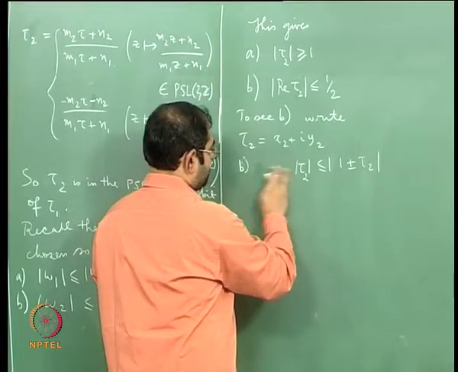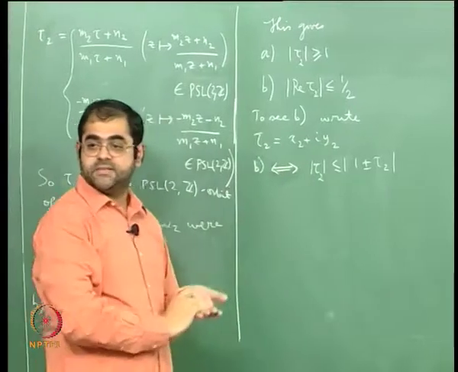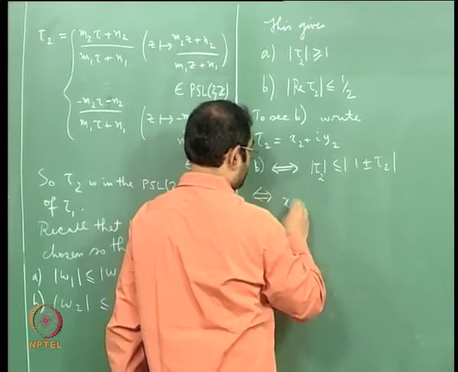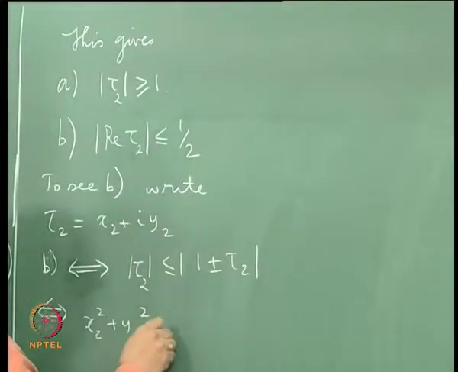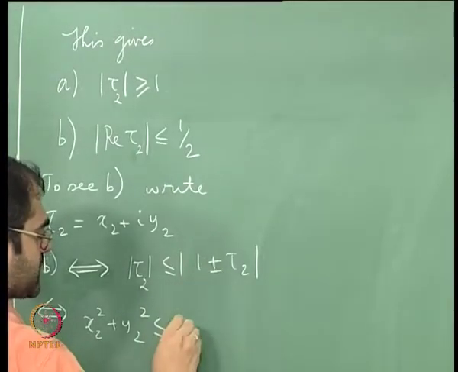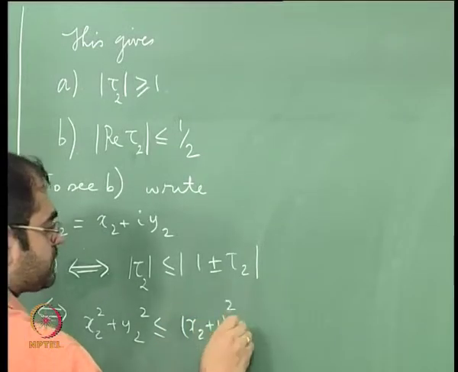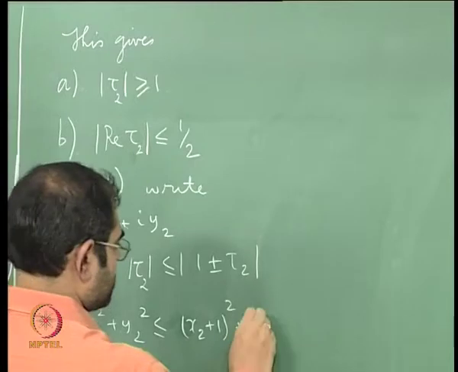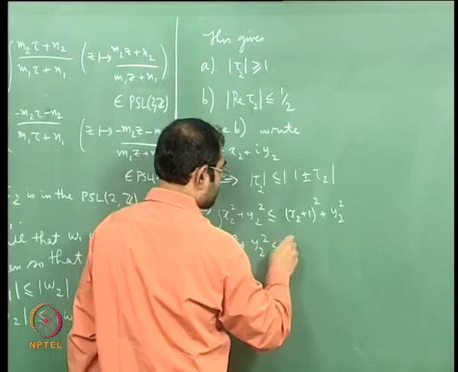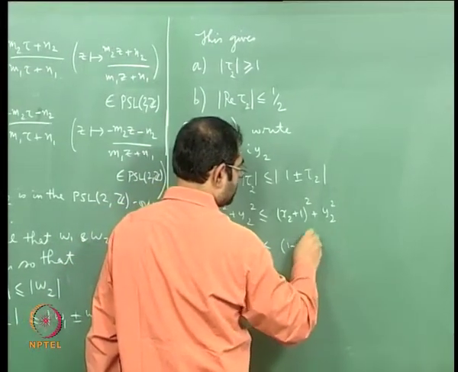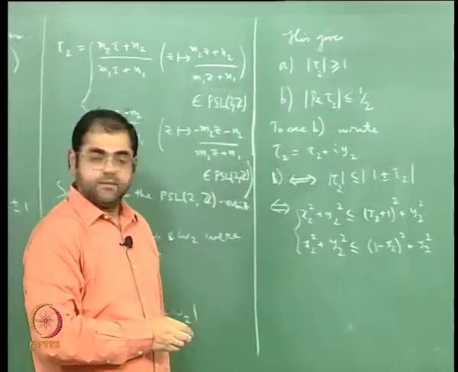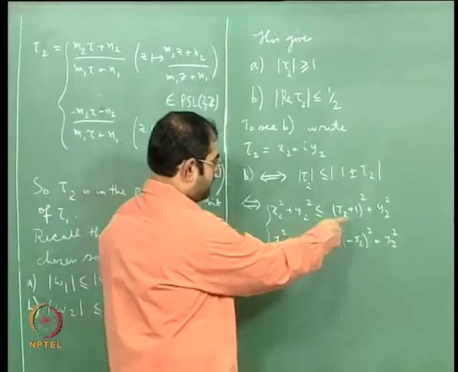In fact, B is of course equivalent to this, and that is equivalent to, if I square it, x2 squared plus y2 squared is less than or equal to two things. Taking the plus, I will get x2 plus 1 the whole squared plus y2 squared, and I will also get x2 squared plus y2 squared is less than or equal to 1 minus x2 the whole squared plus y2 squared.